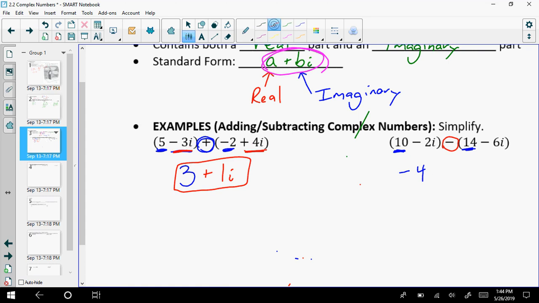And now let's do the imaginary numbers. Now be careful here. What you're going to end up doing is negative 2i minus a negative 6i. So that's really going to become plus. So I would get plus 4i. My students always struggle with making sure that this negative affects both. Got to make sure you're subtracting both.